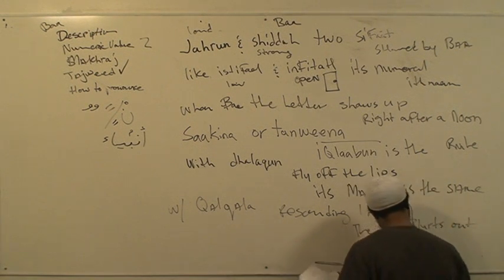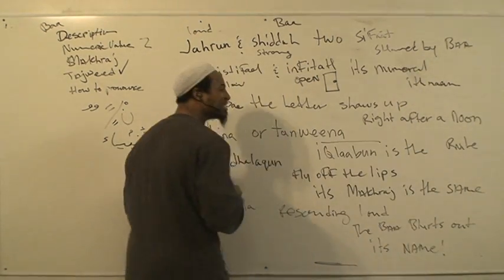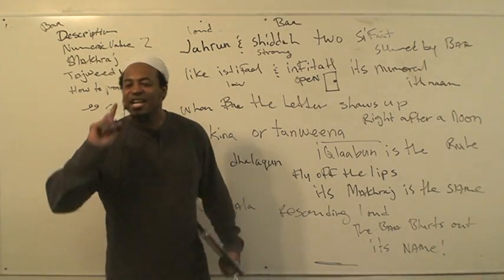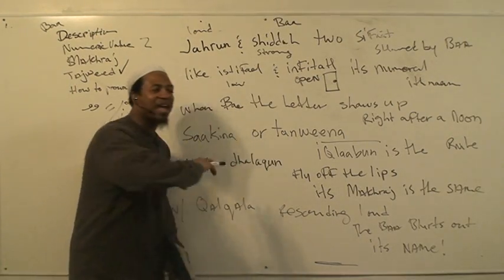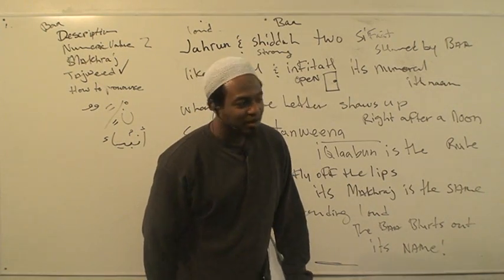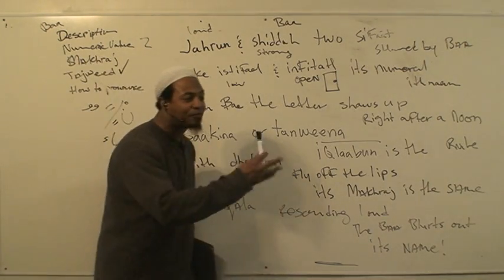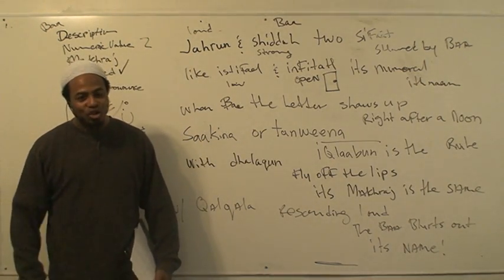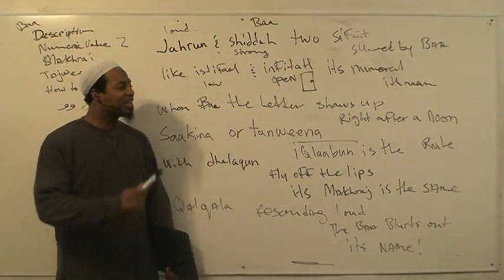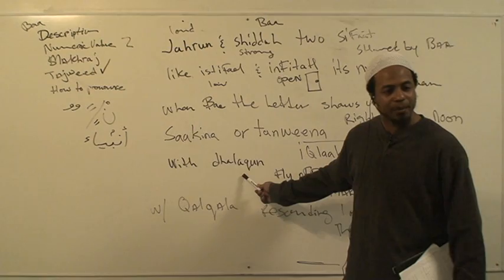its name. And we'll review this next week, but I'm going to tell you what it means basically. It says dhalakun. Everybody say dhalakun. Dhalakun is a description of any letter that comes off the lips. What did I say dhalakun was? Any letter that comes off the lips. The definition of dhalakun is given right in the poem. It says, with dhalakun, fly off the lips. Okay? So you don't have to think about what dhalakun means. Memorize the poem. Whenever there's a letter in the Arabic language that comes off the lips, its description is dhalakun. Okay? Fly off the lips.